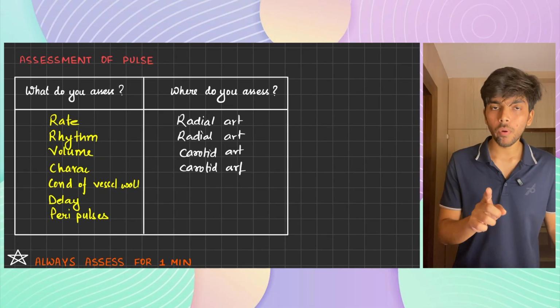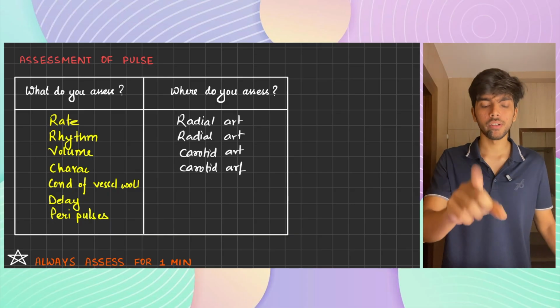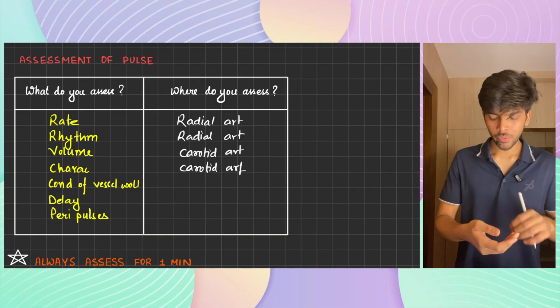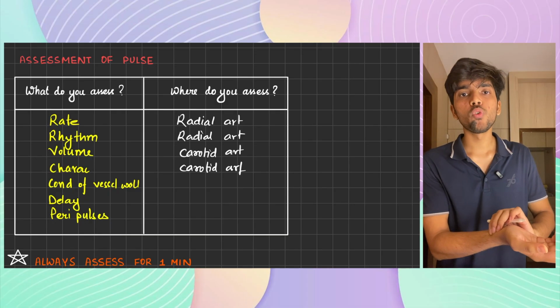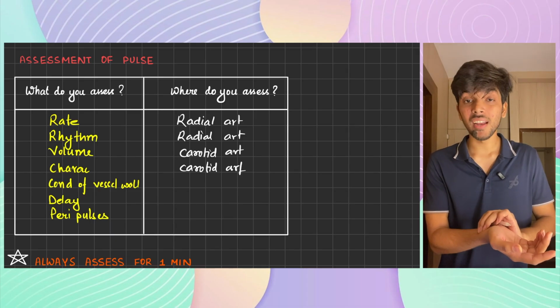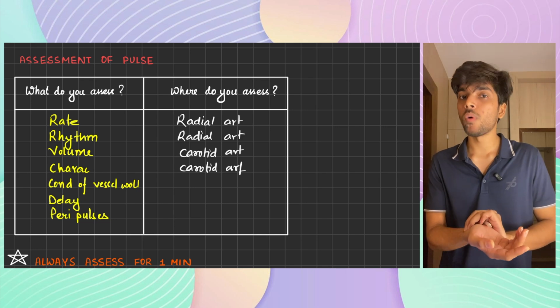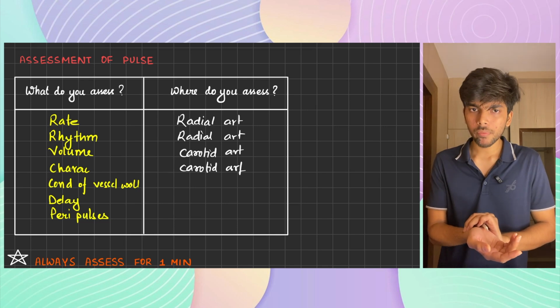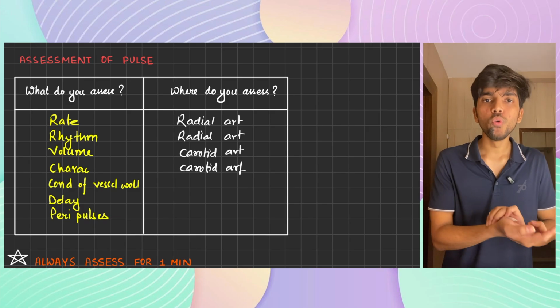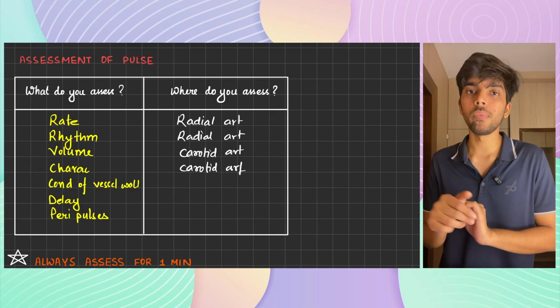While assessing pulse, you always need to assess it for 1 whole minute, and here's why. What do we normally do? We go and assess pulse for 15 seconds. We count the number of pulse in 15 seconds, multiply it by 4, and that will give you pulse rate in 1 minute. But while doing so, you might miss out on the true rhythm of the pulse.